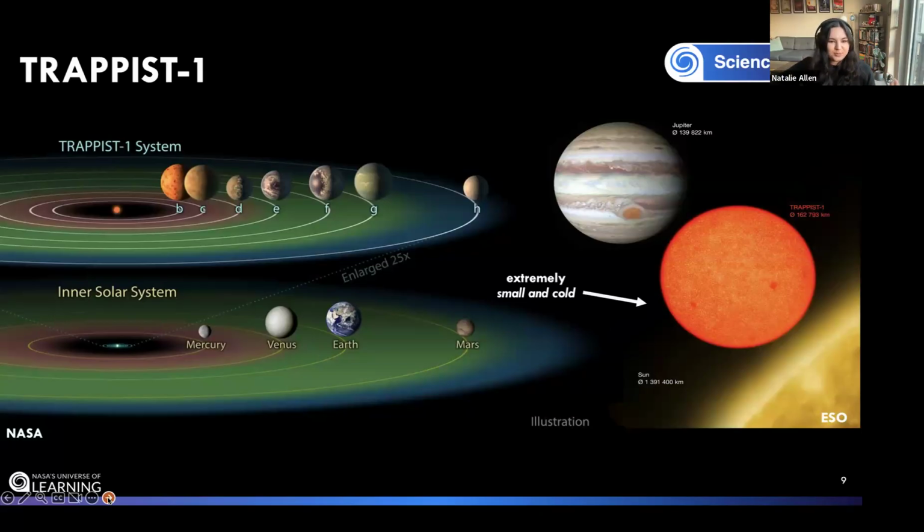And so even though the system is really compact and looks quite strange, there are still planets in the system, namely planets E, F, and G, that we think could have surface conditions similar to the Earth's if they have atmospheres like the Earth's. So yeah, I think that's why we've been so excited about this system.